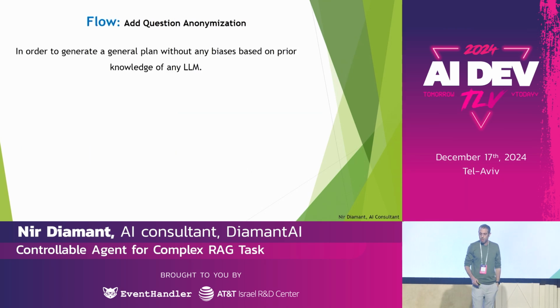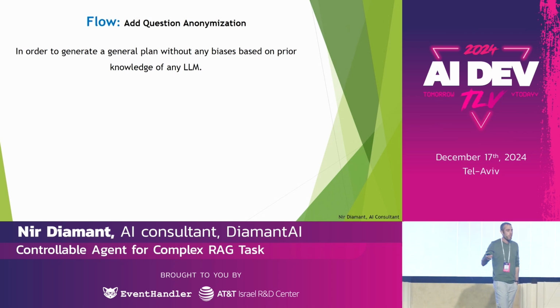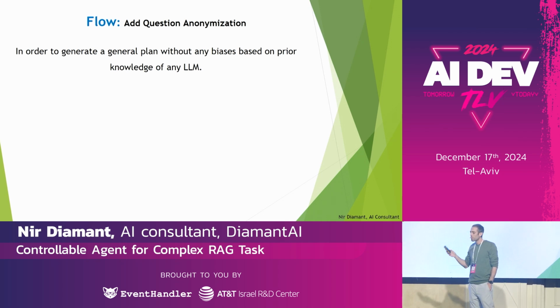The flow. So I added an additional component to this, which is a question anonymization. And this is to avoid any kind of prior knowledge or biases that the LLM has. For example, ChatGPT knows Harry Potter, right? We can ask it any question that we want and it will answer. But if you use an additional LLM that has other biases, we don't want them to be involved in the process of building the plan.